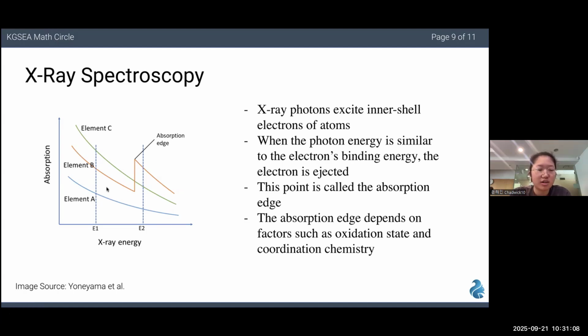As you can see in the graph on the left, the element B shows a sharp increase in the energy between E1 and E2. This certain point is called the absorption edge. The absorption edge for each atom depends on factors such as oxidation state and coordination chemistry, which are indicators that scientists aim to analyze through these techniques.